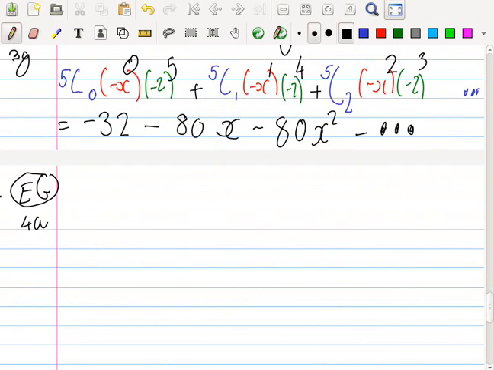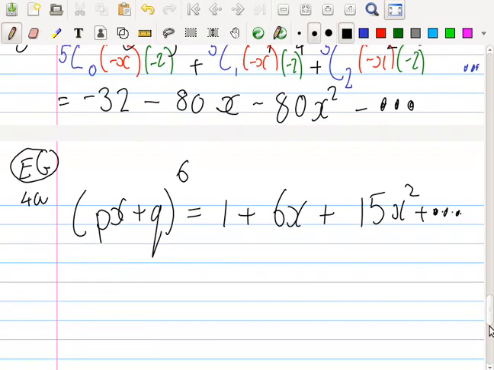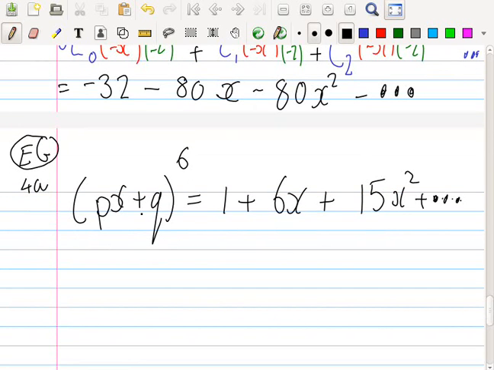Right. Next one now. I tell you (px + q) to the power 6 equals 1 plus 6x plus 15x squared plus dot, dot, dot. And my question is, what is the p and the q? So we just expand here on the left.